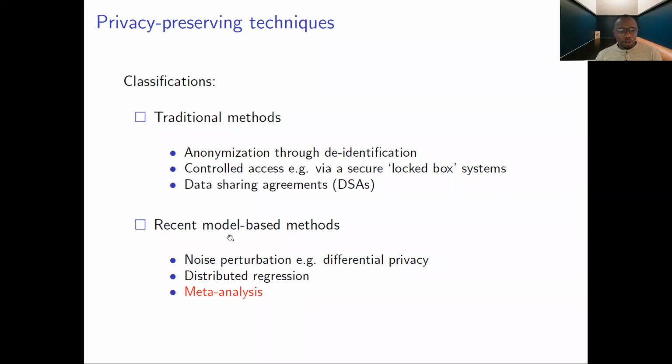More recently, fancier techniques have been proposed in order to facilitate how privacy is preserved. For example, noise perturbation is frequently used in tech. Typically, this involves, for example, generating synthetic private data and then distributing that. In medical research, however, distributed regression and meta-analysis are more popular. Some of our previous work has been on distributed regression techniques for logistic regression. We extend that to meta-analysis in this setting. So we look at meta-analysis as a privacy-preserving tool.